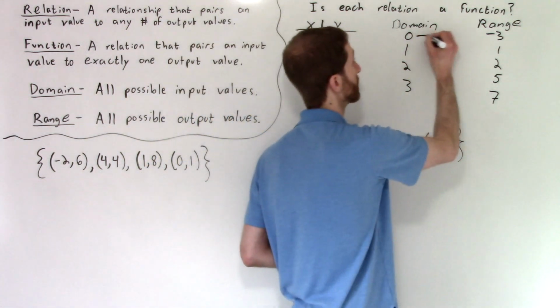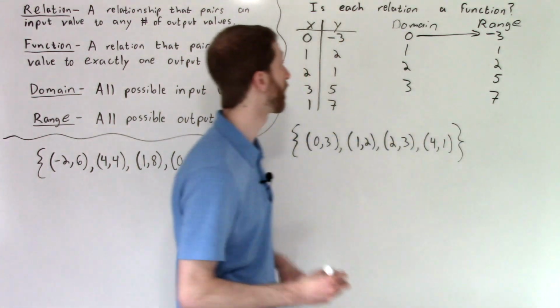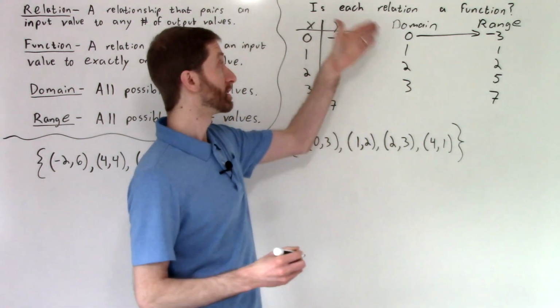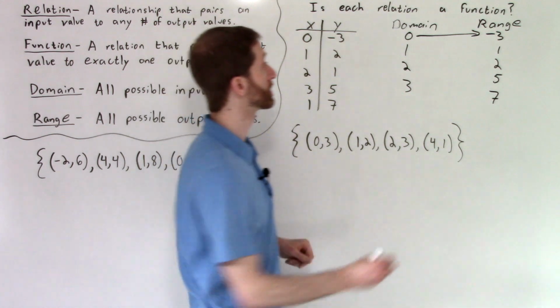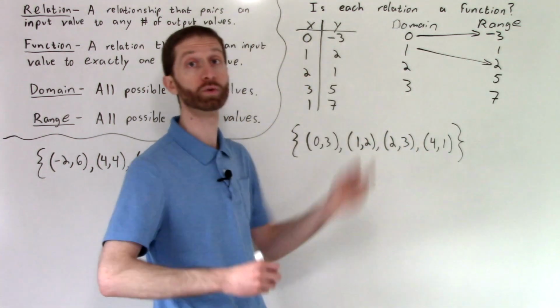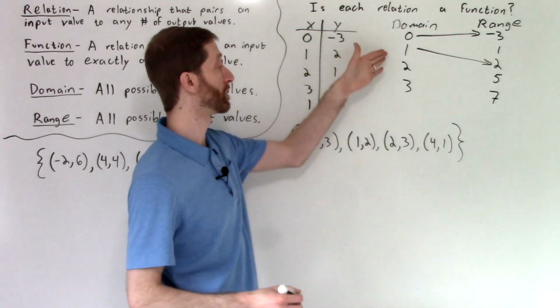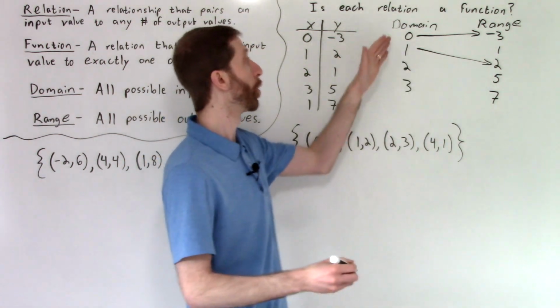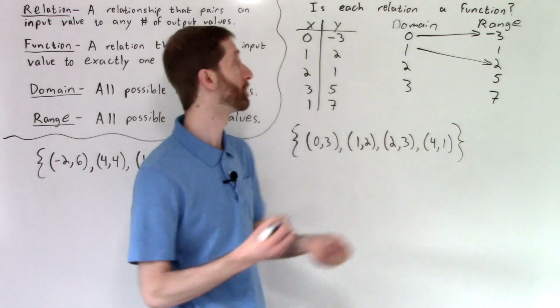So 0 goes to -3. So far, it is a function because 0 has only gone to one number. 1 goes to 2. So far, this is a function because 1 has only gone to one number in the range. So each number in the domain has gone to one number in the range, or each input value has gone to one output value.